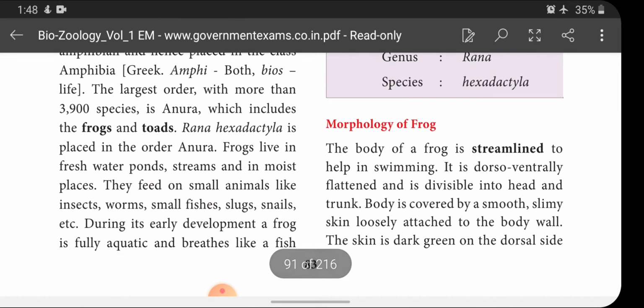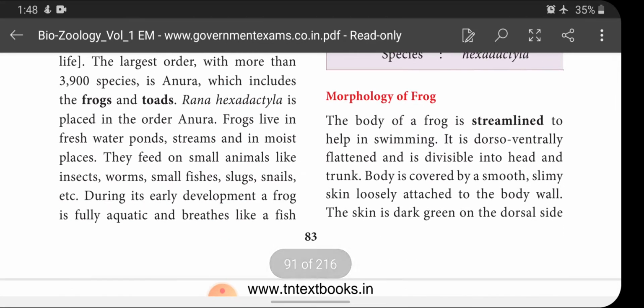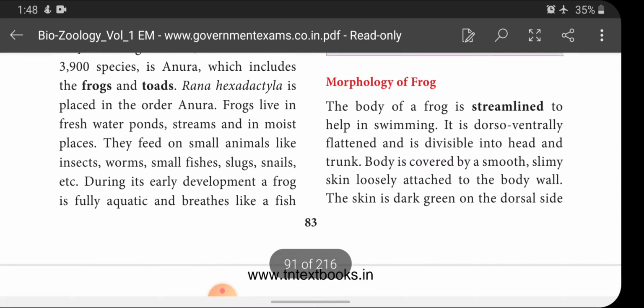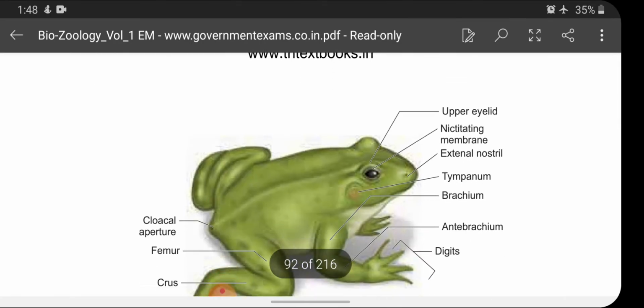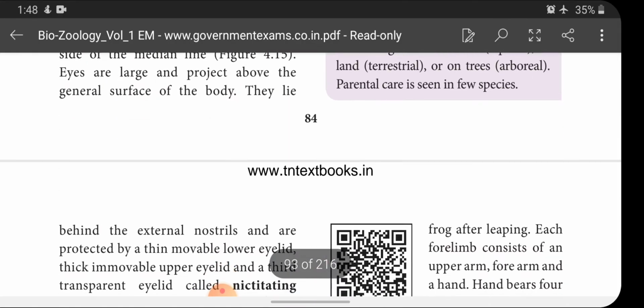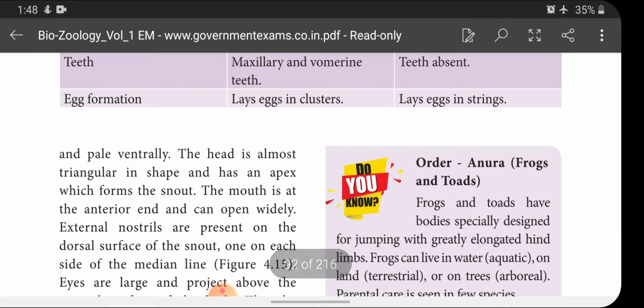Morphology of frog: the body of a frog is streamlined to help in swimming. It is dorso-ventrally flattened and is divisible into head and trunk. Body is covered by a smooth, slimy skin loosely attached to the body wall. The skin is dark green on the dorsal side and pale ventrally. The head is almost triangular in shape and has an apex which forms the snout.